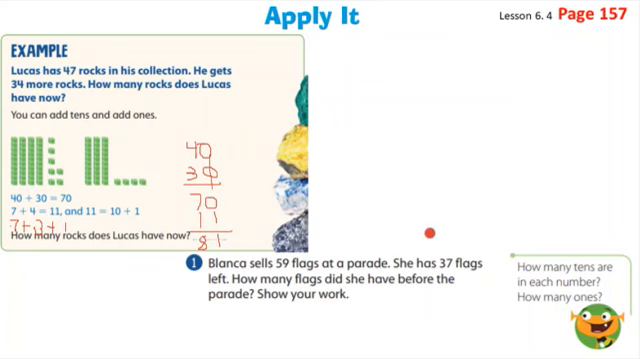All right. I want you to pause this video in a moment, but first, let me read this problem. I want you to use a similar strategy, or whatever strategy you can use, to solve this in the least amount of time. Number 1 on page 157. Blanca sells 59 flags at a parade. She has 37 flags left. How many flags did she have before the parade? Show your work. Now pause and complete this problem in your book.